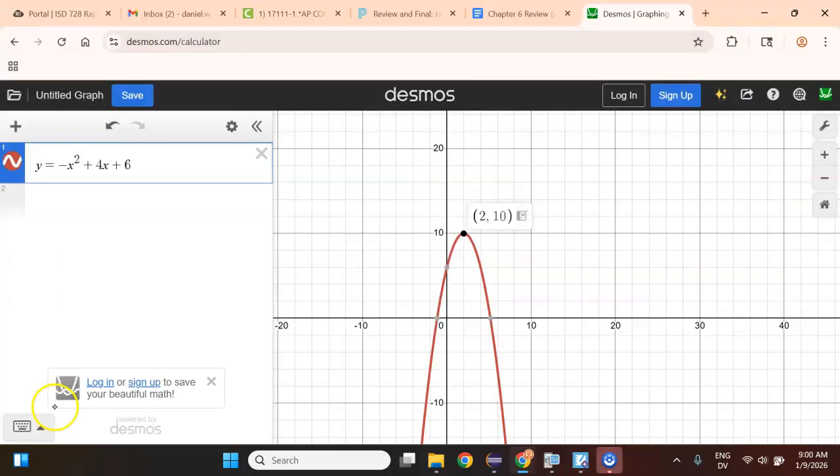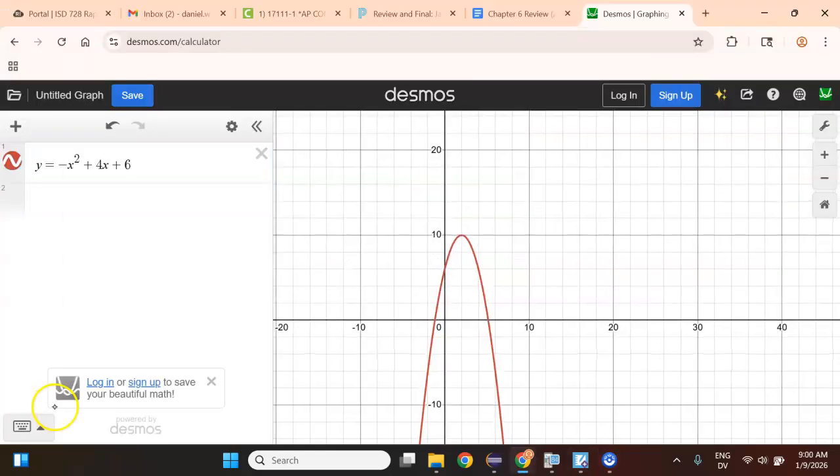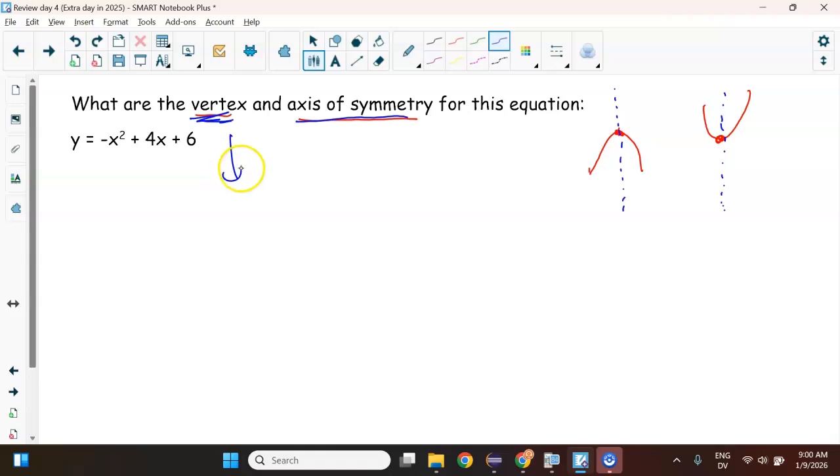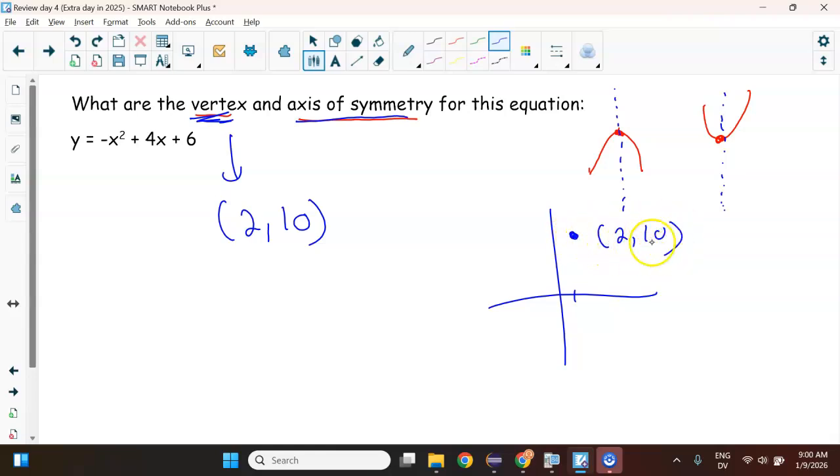Okay, so here's my Desmos, right? And you can just click right on it. My vertex is x = 2, y = 10. So for our vertex, we're just going to write (2, 10). And the axis of symmetry is just a line right down the middle. So I'll try to draw this here. We were at (2, 10), so right there was our vertex from Desmos. And this line right here is the axis of symmetry.